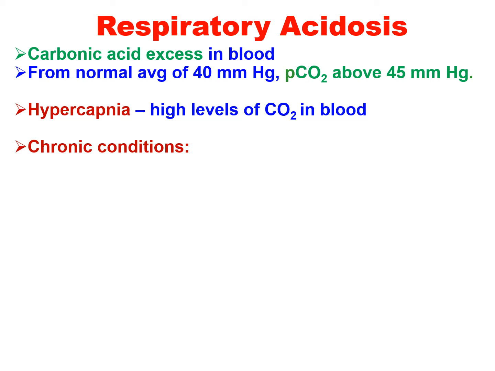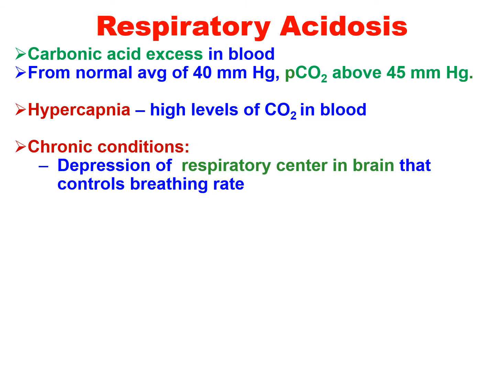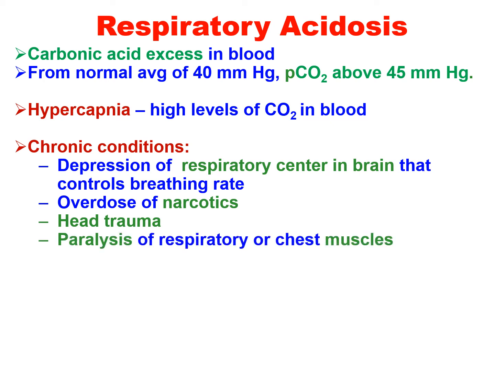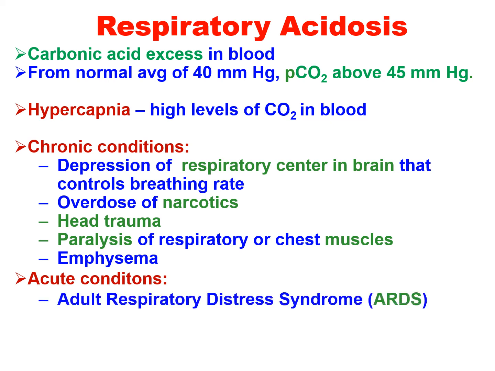The chronic conditions which may lead to respiratory acidosis are as follows. There may be a depression in the respiratory center of the brain. An overdose of narcotics might become a reason. A head injury might be there. The muscles in the chest that assist respiration might be paralyzed, or emphysema may be there. Of the acute conditions, adult respiratory distress syndrome or ARDS might be there.